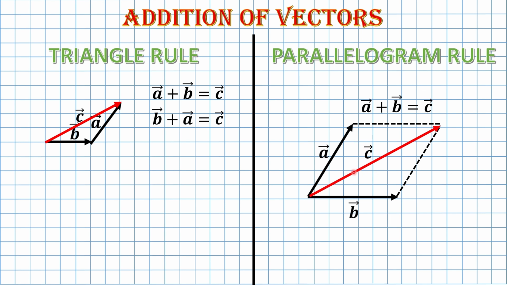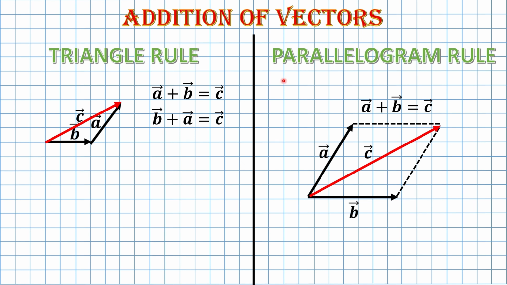As you can notice, the beginning of this vector C is the same as the beginning points of vector A and vector B. So you can use either the triangle rule or the parallelogram rule. The result will be the same. So it is all about convenience which rule to use, this one or this one.